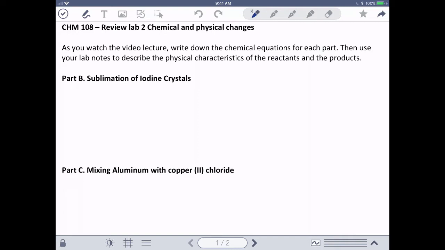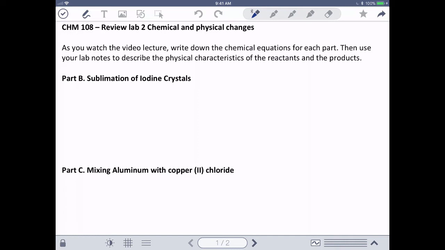Then you're going to use your lab notes to describe the physical characteristics of the reactants and the products. If you saw bubbles forming, if you saw a liquid, and what the color of the liquid was, that way you can start making a connection between the visible signs of chemical changes and the chemical changes that took place.